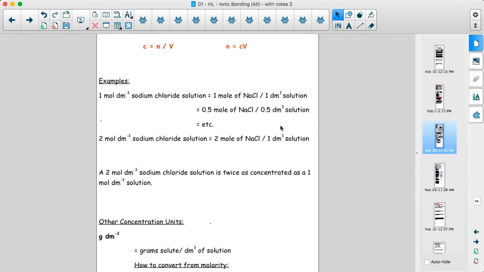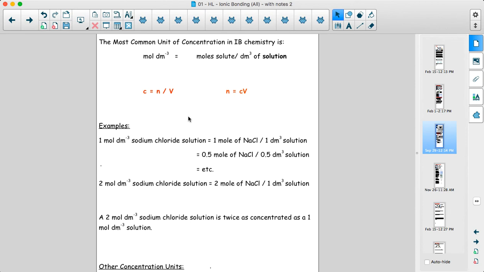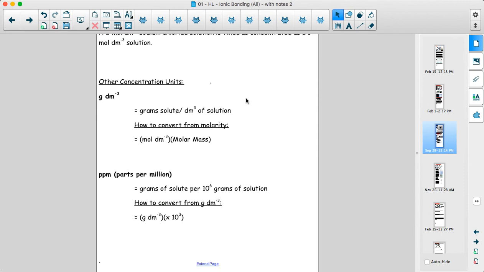So doing calculations with solutions is mainly going to involve this n equals CV equation, which is going to be very important for the IB exam. There are a couple of other units of concentration. They get used a lot less by the IB, but they are important, and you are expected to be aware of them. One is grams per dm cubed.